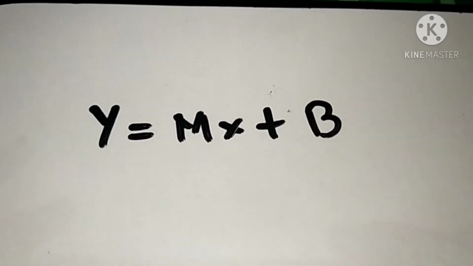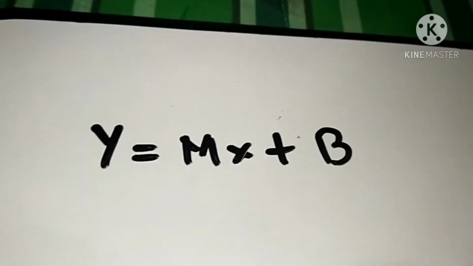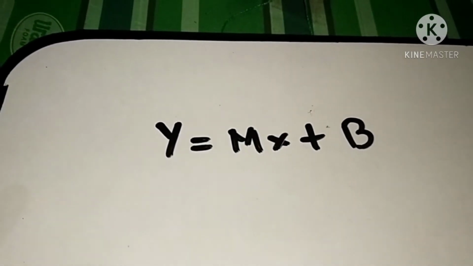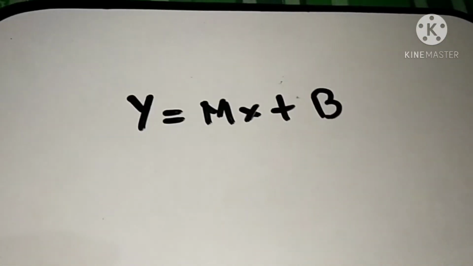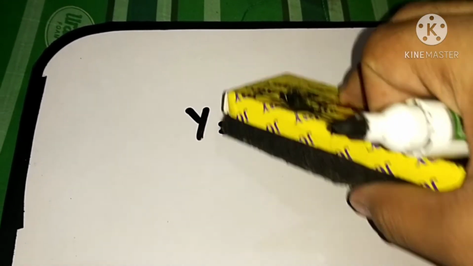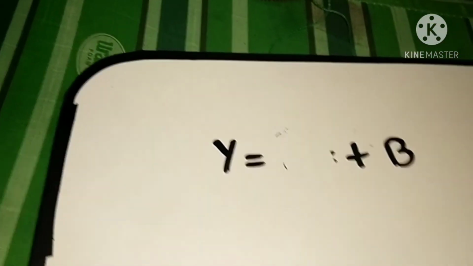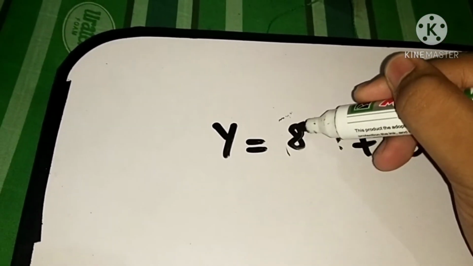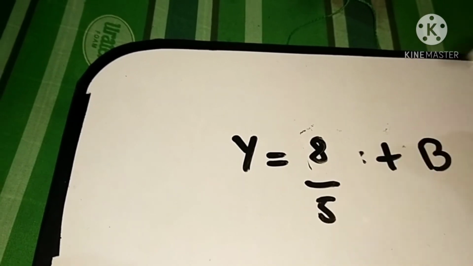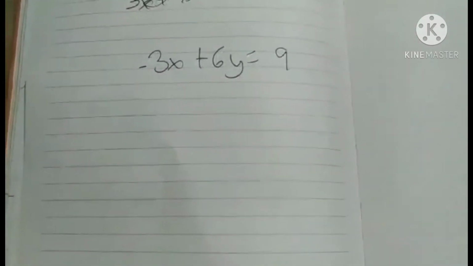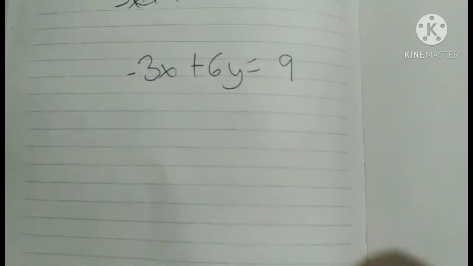That's all. So you will now put the slope in this mx. What we will do is erase it and put what we found earlier, which is 8 over 5. So that is the slope of the line. This is how to determine the slope in a given linear equation.